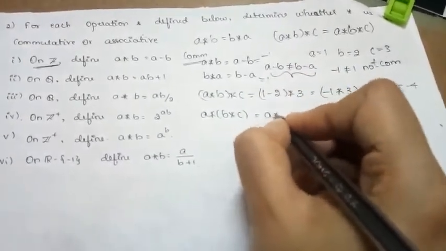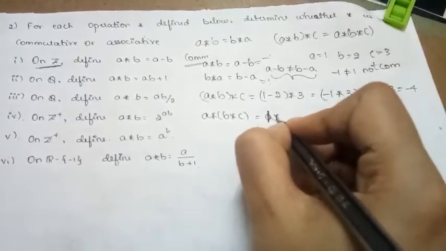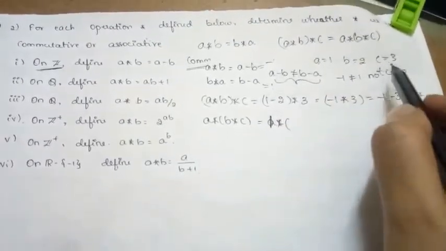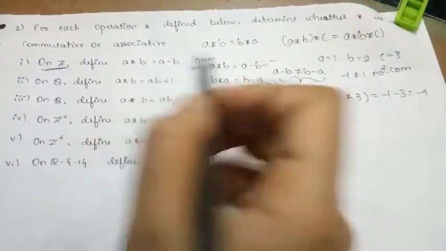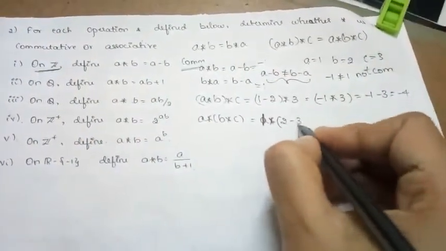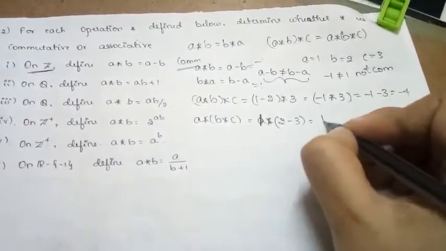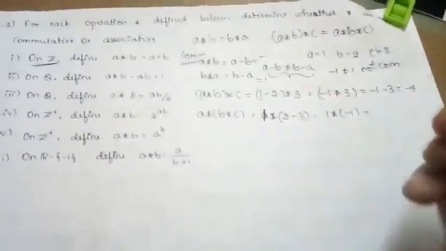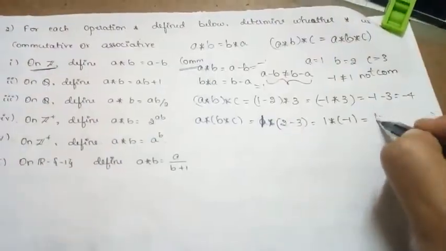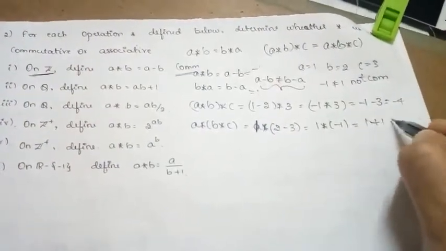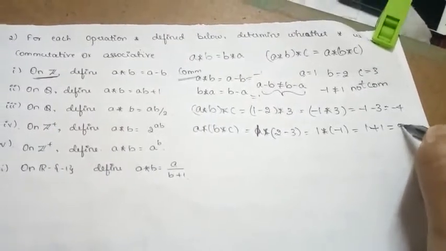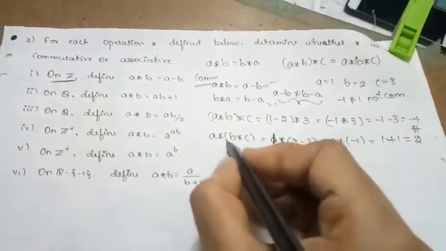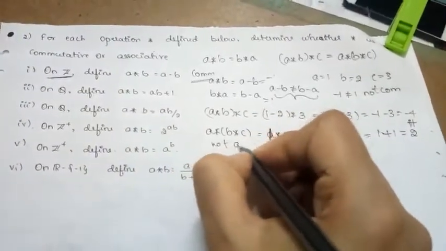So A star, here A is 1, 1 star. What is the value of B? It is 2 star 3. What does 2 star 3 imply? It is nothing but 2 minus 3, so obviously 2 minus 3 is -1. So 1 star -1, what does that imply according to the definition? 1 minus of minus, plus, so 1 plus 1, it is 2. So obviously -1 is not equal to -2, so it is not associative.